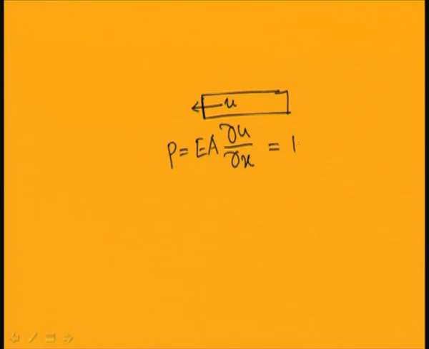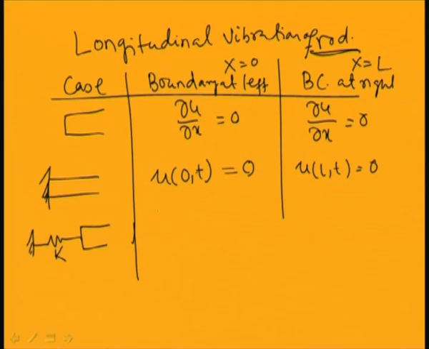So, the spring force at displacement u will be equal to k u. So, at the left end, k u will be equal to E A del u by del x, and at the right end, this E A del u by del x will be equal to minus k u. So, at the left end I can write E A del u by del x equal to k u, and at the right end E A del u by del x equal to minus k u.